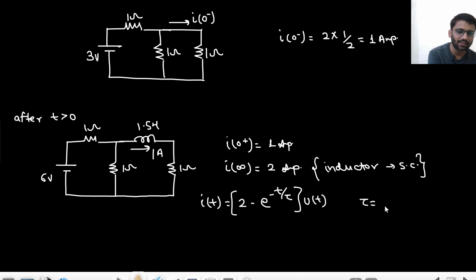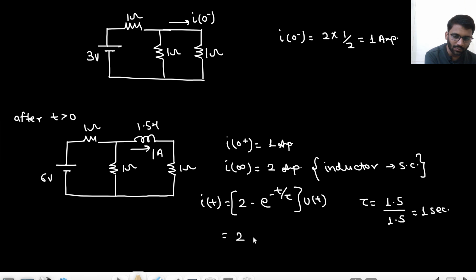Okay, and what is the time constant? That is L by R, right? L is 1.5 and R is 1.5, so that is 1 second. What is the time constant? L effective by R equivalent, right? R equivalent is 0.5 plus 1, which is 1.5, and L effective is 1.5. 1.5 by 1.5, 1 second.